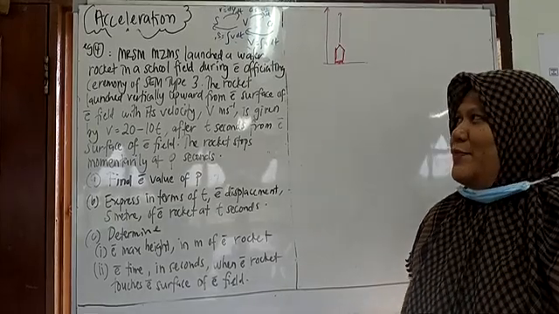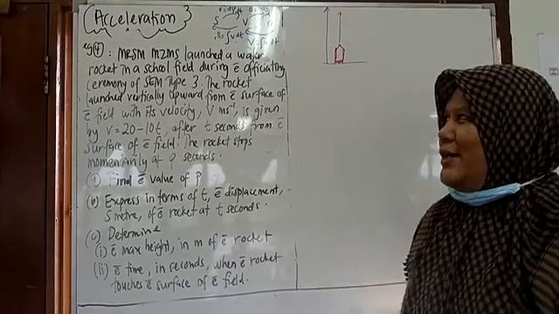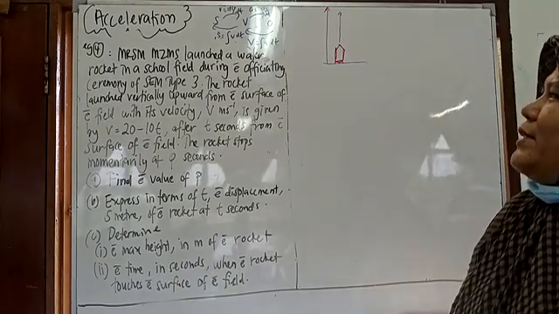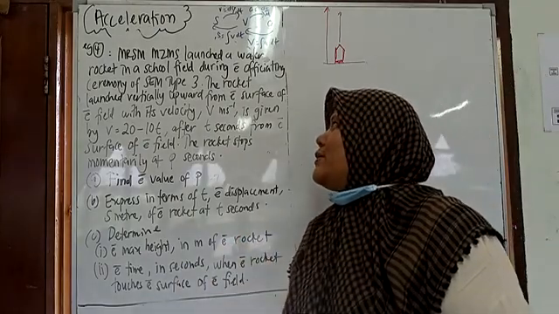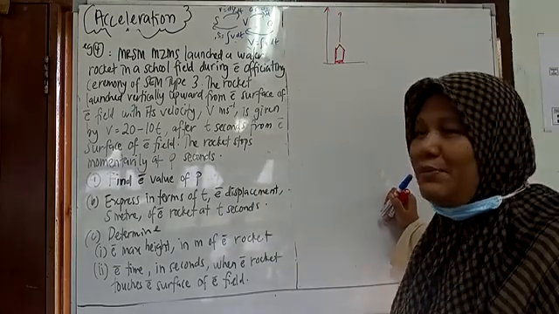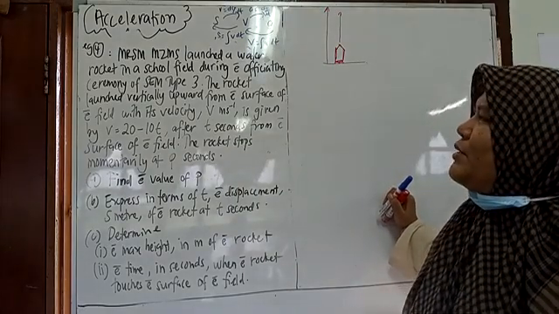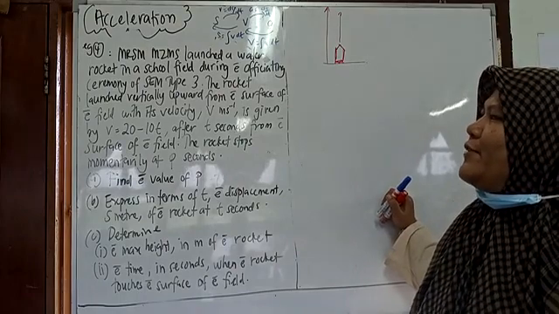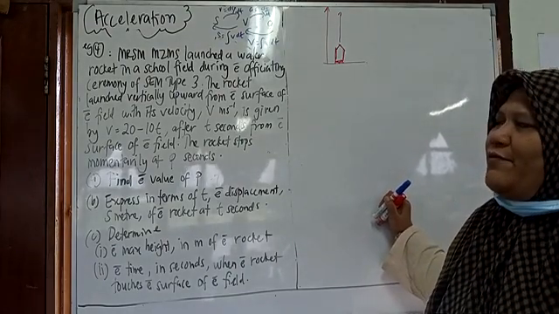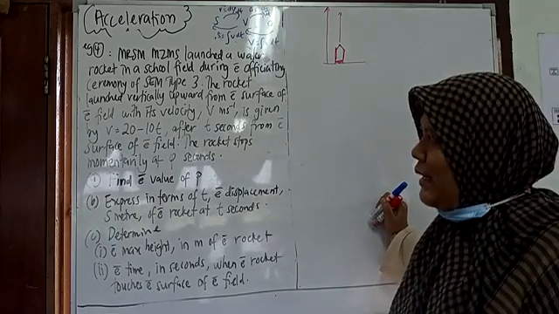Okay guys, let's move on to the last example. This is a K-Byte example. Example 4: MRSM Asymptote launched a water rocket in a school pool during the officiating ceremony of SEM Type 3. The rocket launched vertically upward from the surface of the field with its velocity v given by v equals 20 minus 10t.